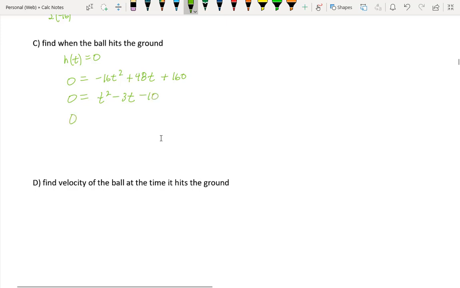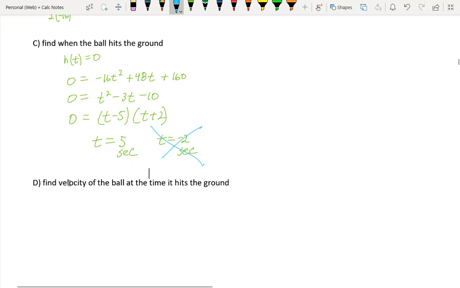And can we factor that? This is going to be t minus 5 times t plus 2. That looks good. So we get two solutions here. We get t equals 5 seconds and t equals negative 2 seconds. Wait a minute, we can't have negative time here. So that one's gone, and so we have one solution. It's going to take the ball 5 seconds to hit the ground.